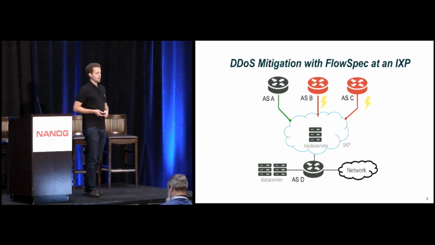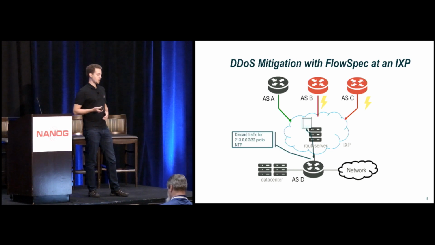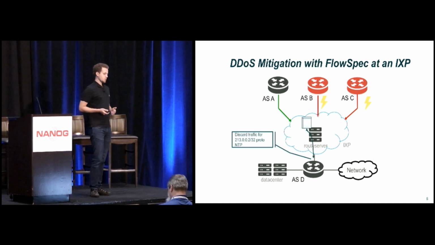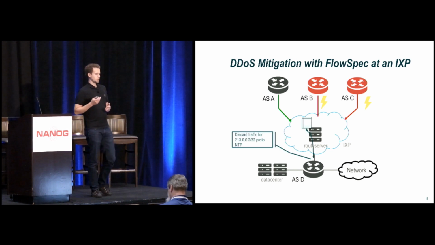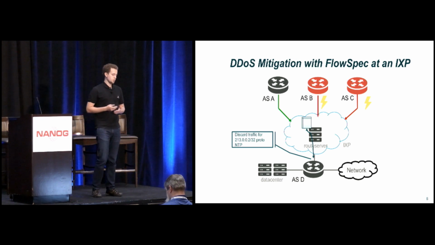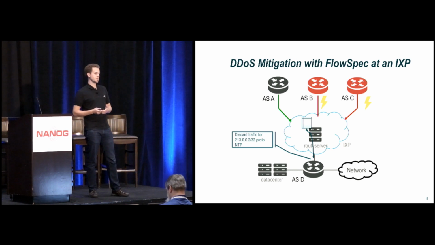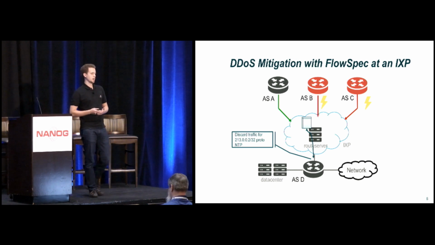amplification traffic, and autonomous system D wants to keep its service available, so it is announcing a discard rule for this particular host network that says essentially: protocol NTP, I don't want it, please discard traffic. And maybe then the web server which runs on the same host is still available.